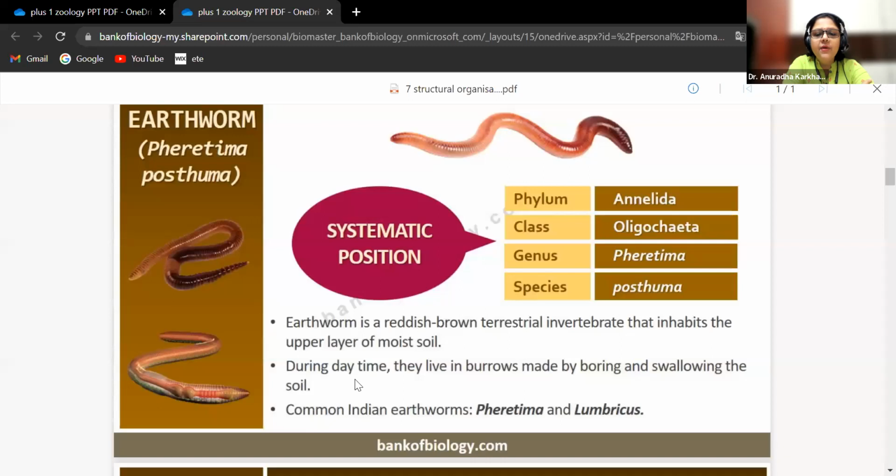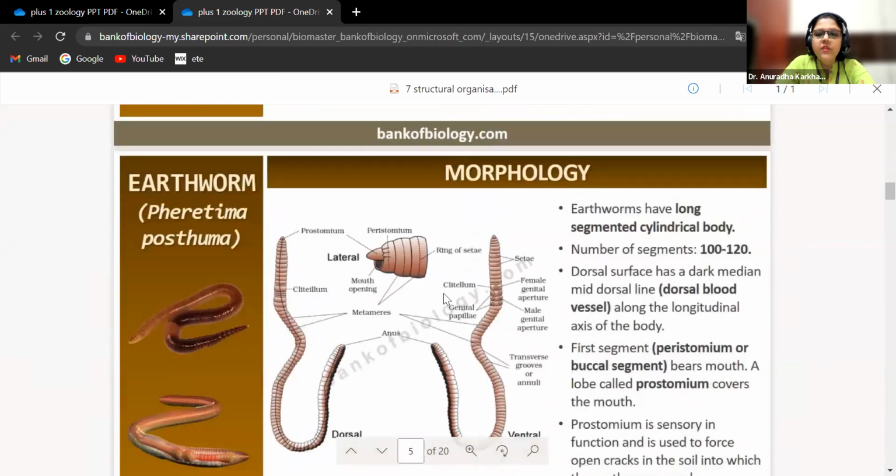During daytime, they live in burrows, boring and swallowing the soil. So basically, they consume the soil. That is their food, I would say. Common earthworms are Pheretima and Lumbricus. These are the two common earthworms found in India. So this is going to be the systematic position.